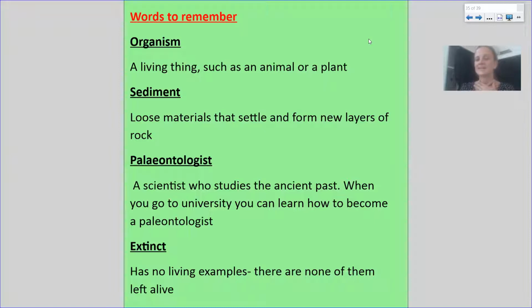And the last word to keep in mind is the word extinct. Say it with me, extinct. Now, if something is extinct, it has no living examples of it left on Earth. There are none of them left alive. So you can have plants that are extinct, you can have animals that are extinct. They are things that used to be alive at some point, but there is not one single example of it left on the Earth.